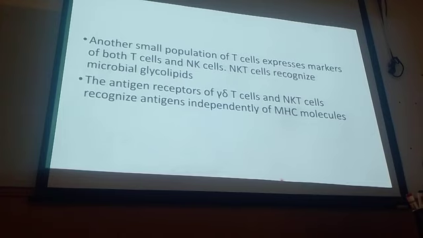Ma'am, these gamma delta T cells don't have any CD4 or CD8? This gamma delta T cells is not CD8. Gamma delta T cells, yes.